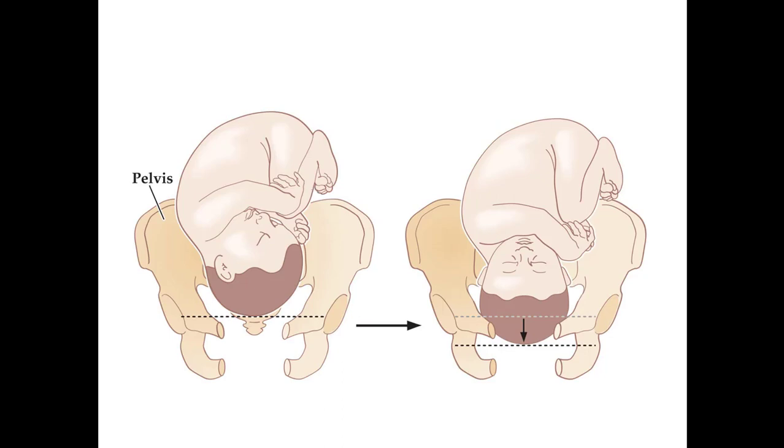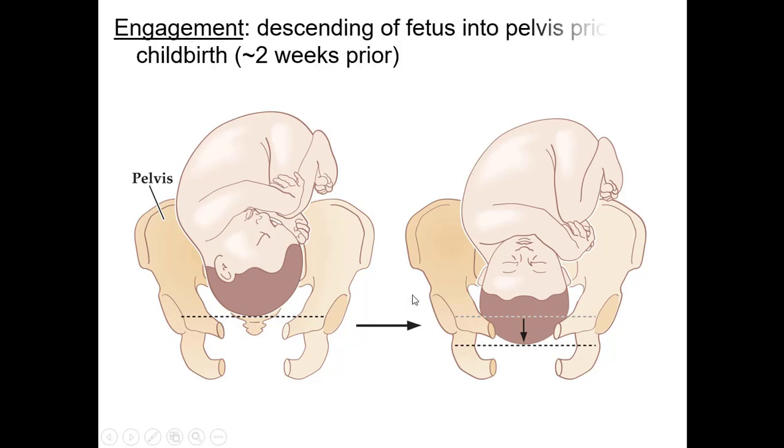So prior to delivery, the baby's head is going to drop and descend into the pelvis. The pelvis will actually widen a little bit. Now this is called engagement. And this occurs about 2 weeks prior to delivery. And women hold their baby lower on the abdomen during this process because the baby begins to descend.